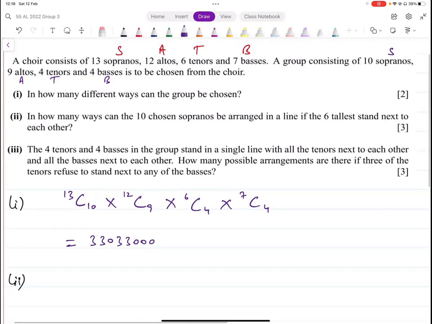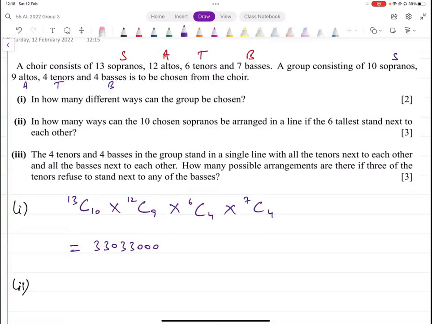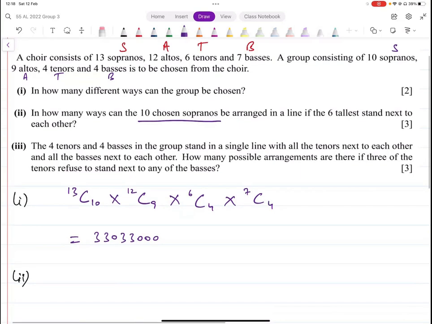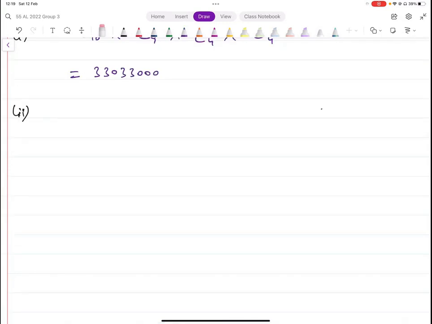Now, the second part says, in how many ways can the 10 chosen S be arranged in a line if the 6 tallest stand next to each other? Are we choosing something here? We're not choosing something here. They're already chosen. We have 10 S already. Okay. And now we are doing what? We are arranging them in a line, and the 6 tallest have to stand next to each other. So what do we do? We've got 10 people in total. How many places are they going to stand in? 10 places. So we can think of it like this.